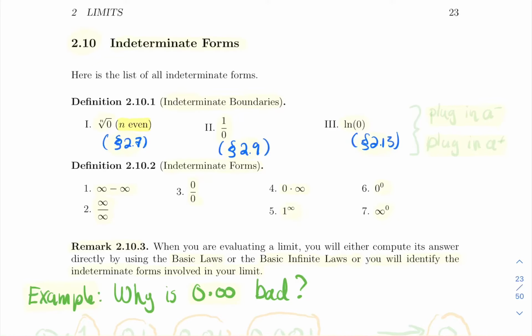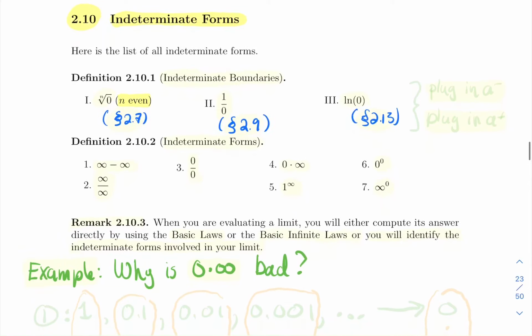Hello, everyone. So we're going to go over a very short section, but an important one, where we're going to talk about all the possible bad cases that you can face when you're computing a limit. So far, of course, we looked at bad boundaries. Bad boundaries are a problem of the form either the square root of 0 or, in general, an even root, so fourth root, sixth root of 0.